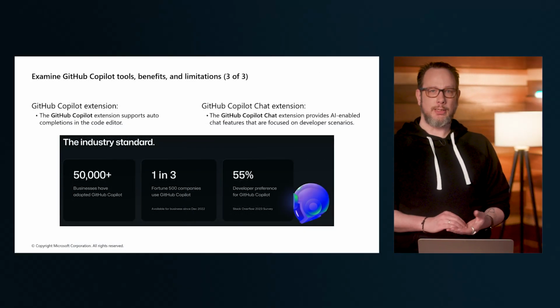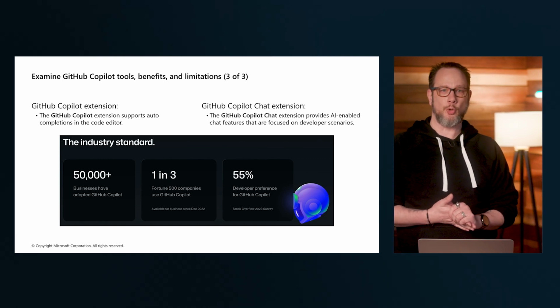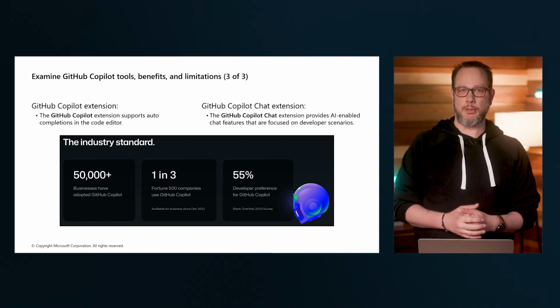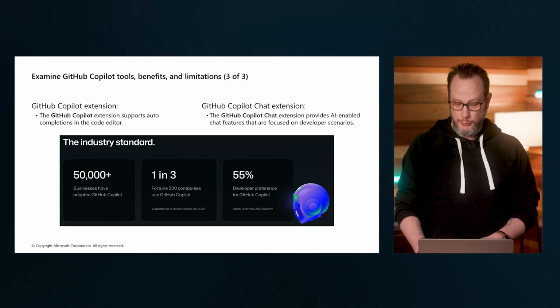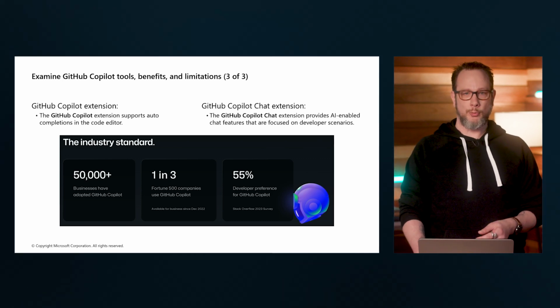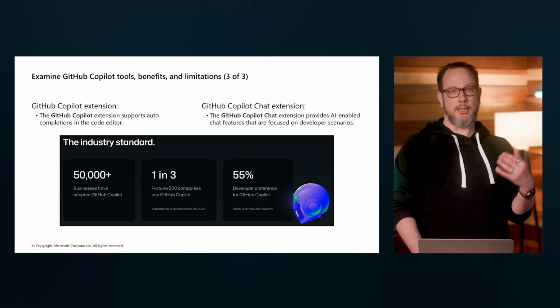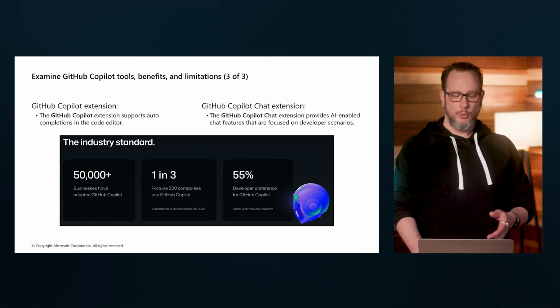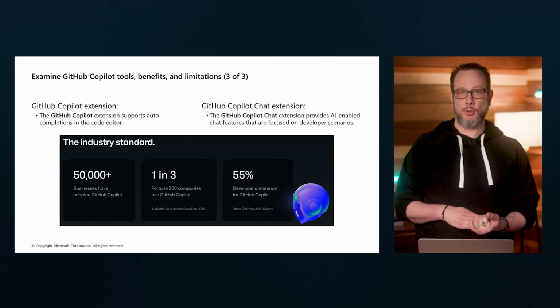I already mentioned quite some impressive numbers, like how customers actually experience GitHub Copilot in the first few months of using it. And out of the industry, there are a lot more interesting numbers. 50,000 businesses have already adopted GitHub Copilot. Now, this slide is not 100% up to date, so you could imagine it's actually already more than that. 1 out of 3 Fortune 500 companies are already using GitHub Copilot.